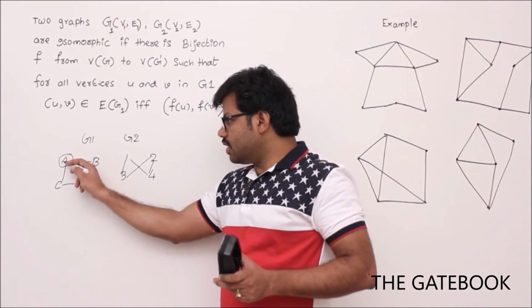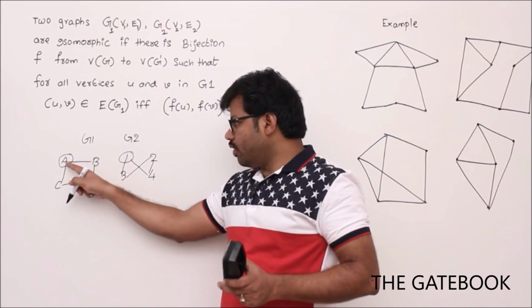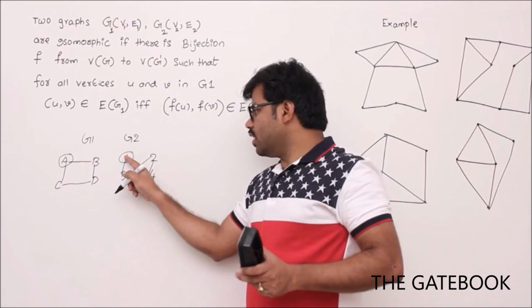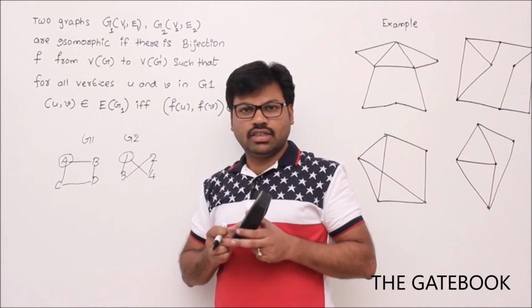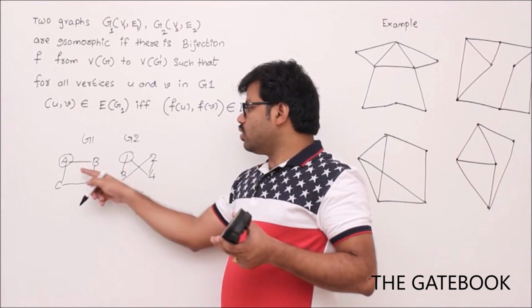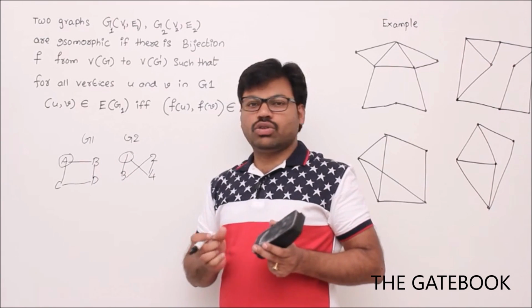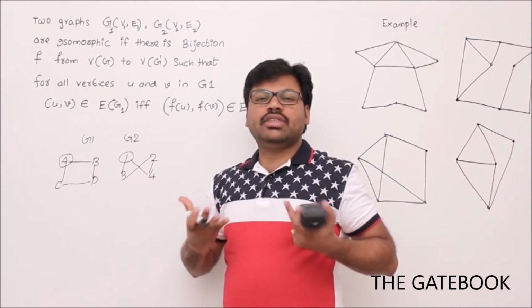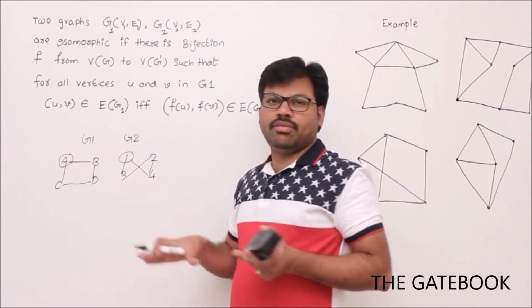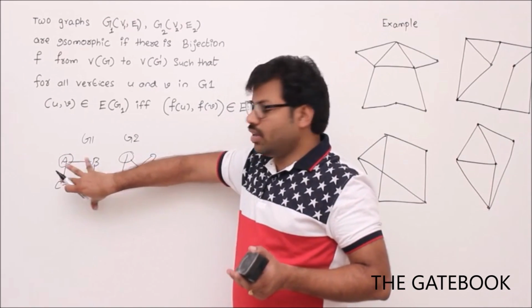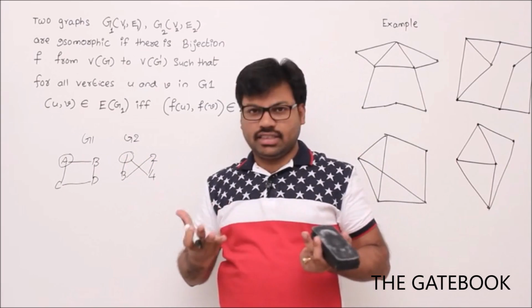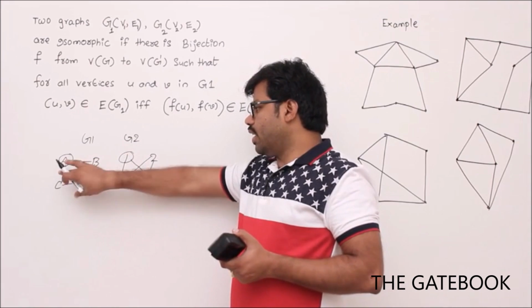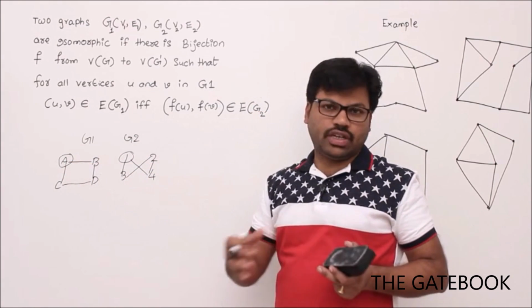If you have a vertex A, in the same way we have vertex 1. That means whatever vertex A is doing, for example, vertex A is adjacent to two vertices, in the same way this vertex is also adjacent to two vertices. Then we say that these two graphs are isomorphic. So to say two graphs are isomorphic, the adjacency between these two should be the same. Adjacency means the connections: whatever connections this graph has, the same connections this graph should have.